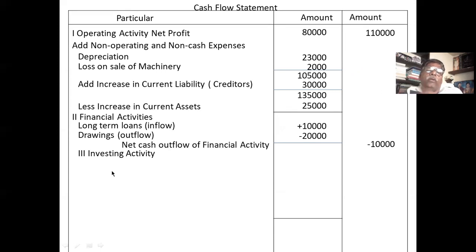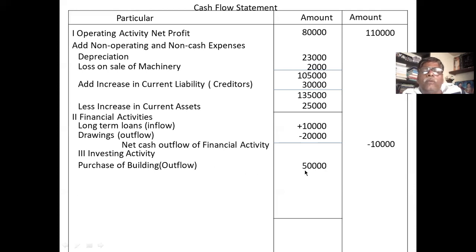Next you write the investing activity. Regarding investing activity, you have to consider only two: one is fixed asset, another is non-current investment. Purchases of fixed asset and investment are outflow. Sale is inflow.